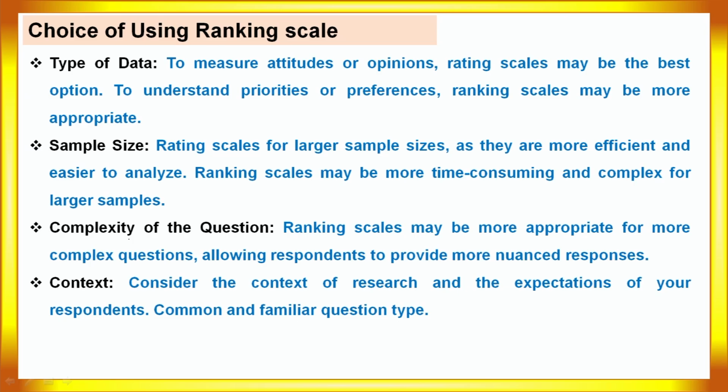Though it is better to measure them with your rating scale, because by using different scales you can actually reach the interval level of measurement, which is open to much more statistical analysis. Whereas a ranking scale is strictly at the ordinal level, so only a limited number of statistical or mathematical operations are possible at this level. On the other hand, to understand priorities or preferences, you should use the ranking scale, which is much more appropriate.